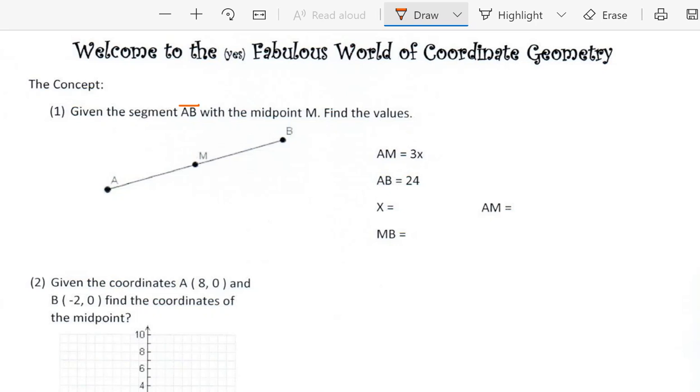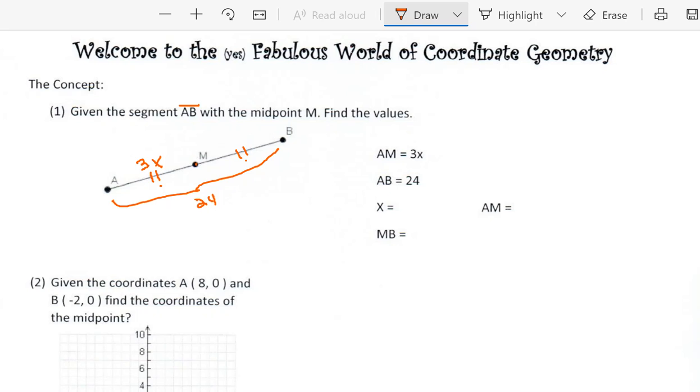At this point, we've been speaking about midpoints since literally the first week together. The midpoint is a point which splits a segment into 2 congruent parts. So immediately upon knowing this is a midpoint, you should have known that these 2 pieces were congruent. Now it tells you that AM is 3x, and it also tells you that AB, so that's the whole thing, is 24. So again, make sure you follow the letters. Then you're asked to solve for x.